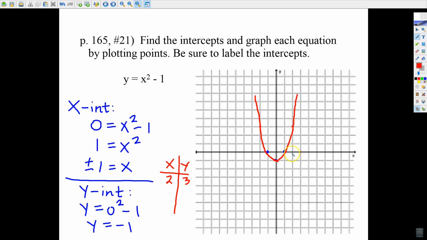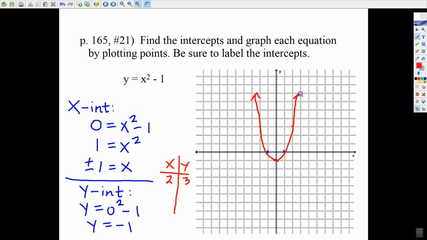I just picked another input, something that I don't already have a point for, so you could technically pick anything you want. X, the input, is always independent. It can be whatever you choose. Y will be dependent on what you pick.